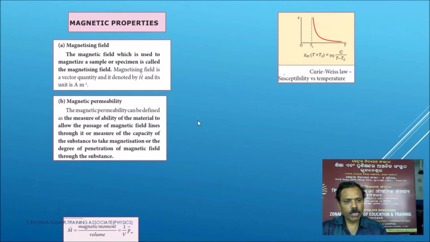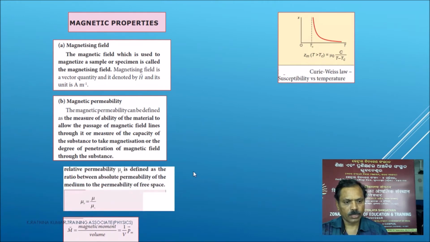Then magnetic permeability. The magnetic permeability can be defined as the measure of the ability of the material to allow the passage of magnetic field lines through it, or the capacity of the substance to take magnetization, or the degree of penetration of the magnetic field through the substance. Then relative permeability mu r is defined as the ratio between the absolute permeability of the medium and the permeability of free space. So mu r is equal to the permeability of the medium divided by the permeability in vacuum.